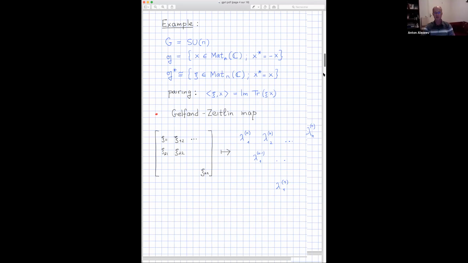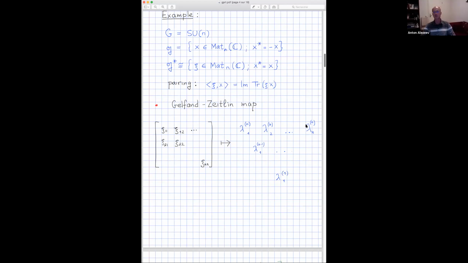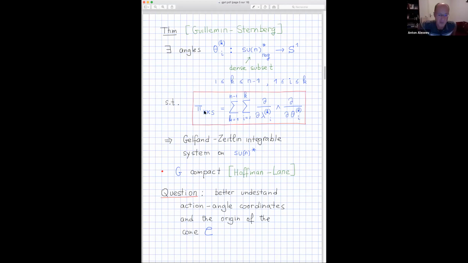Perhaps I would like to cite here, so I'll be citing some number of classical results and also some number of more recent results. So there is a theorem of Gilman and Sternberg, which says the following. I'm not sure they would agree with this formulation, but it kind of summarizes several results. So in addition to those lambda variables, because they're called lambdas, they will naturally be action variables. One can introduce angle variables.